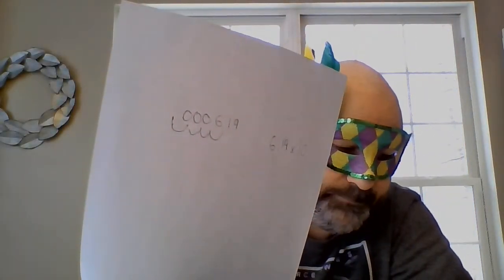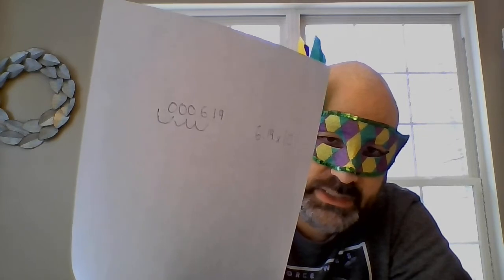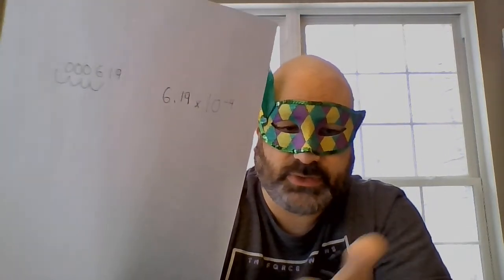So 6.19. And remember with scientific notation, the answer is always times 10 to how many times we moved that decimal point. We moved it 4 times to the right, which makes it -4. So 0.000619 in scientific notation becomes 6.19 times 10 to the -4th. Does that make sense? Hopefully.